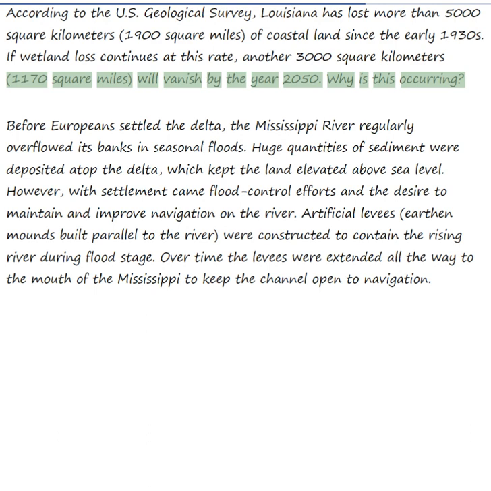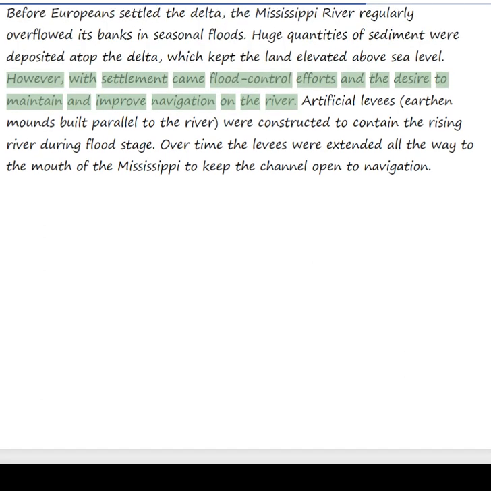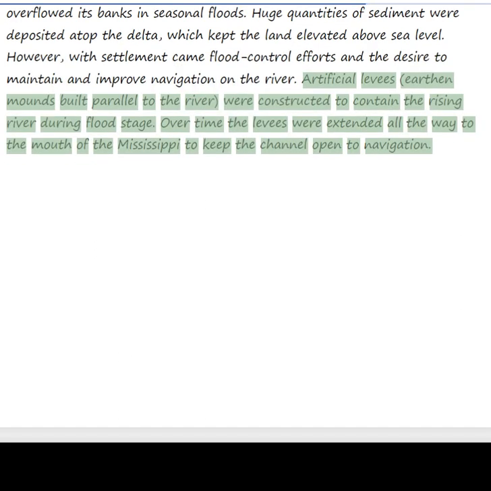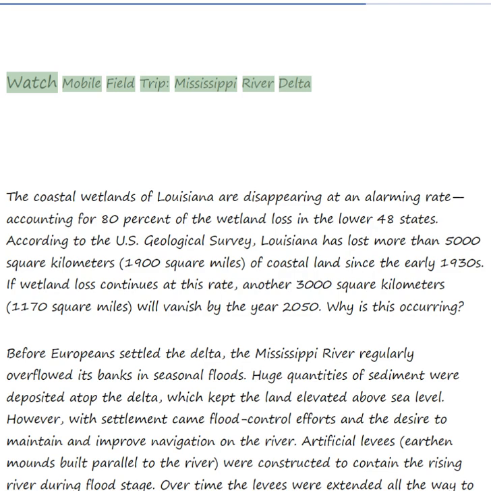Why is this occurring? Before Europeans settled the delta, the Mississippi River regularly overflowed its banks in seasonal floods. Huge quantities of sediment were deposited atop the delta, which kept the land elevated above sea level. However, with settlement came flood control efforts and the desire to maintain and improve navigation on the river. Artificial levees were constructed to contain the rising river during flood stage. Over time, the levees were extended all the way to the mouth of the Mississippi to keep the channel open to navigation. Watch Mobile Field Trip, Mississippi River Delta.